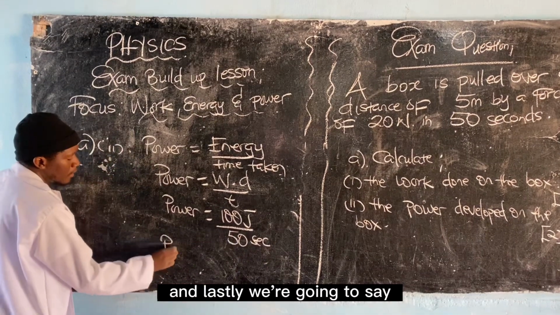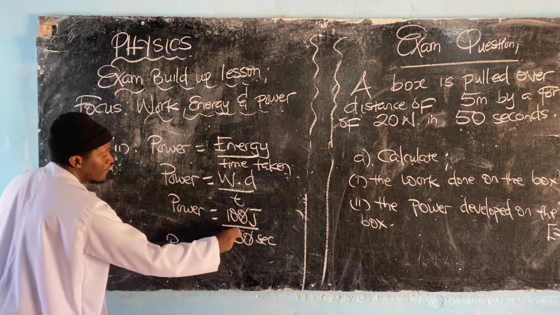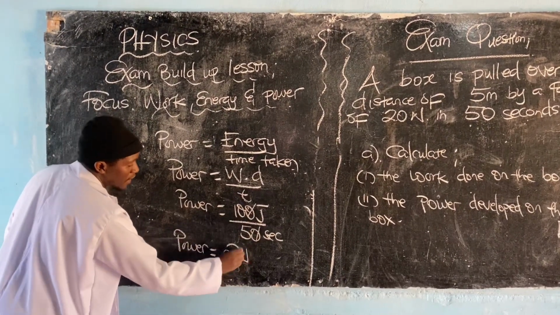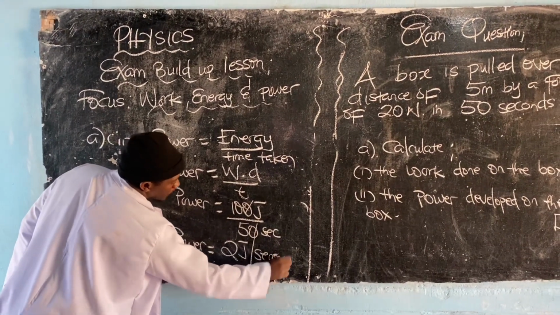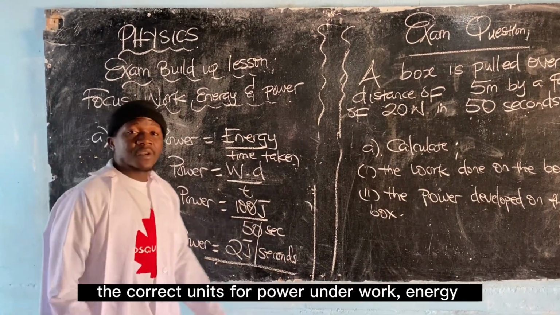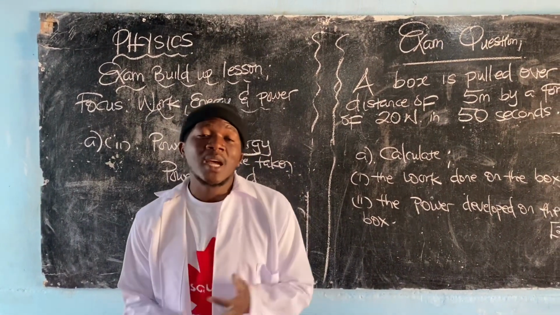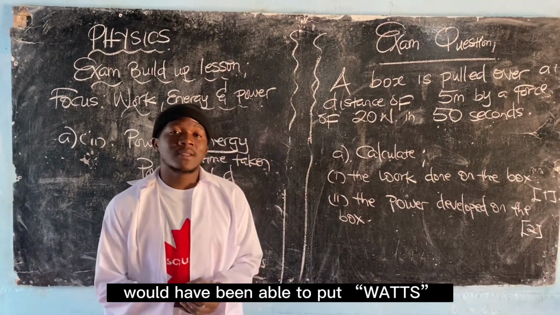And lastly, we're going to say power equals, we cancel the 0 and the 0. 5 into 10 becomes 2. We start with the units on the upper position, joules per second. The correct units for power under work, energy and power are joules per second. Had we been talking about electrical power, we would have been able to put watts.